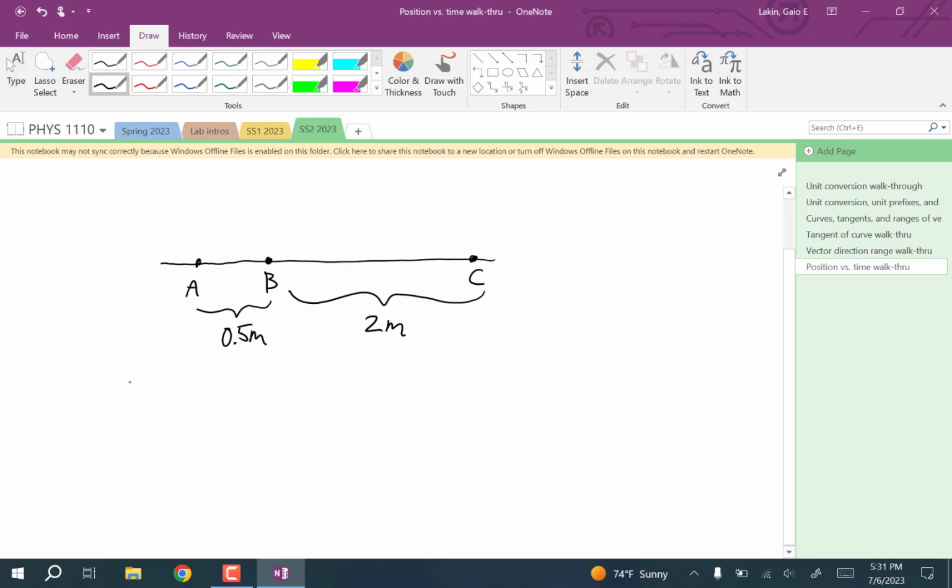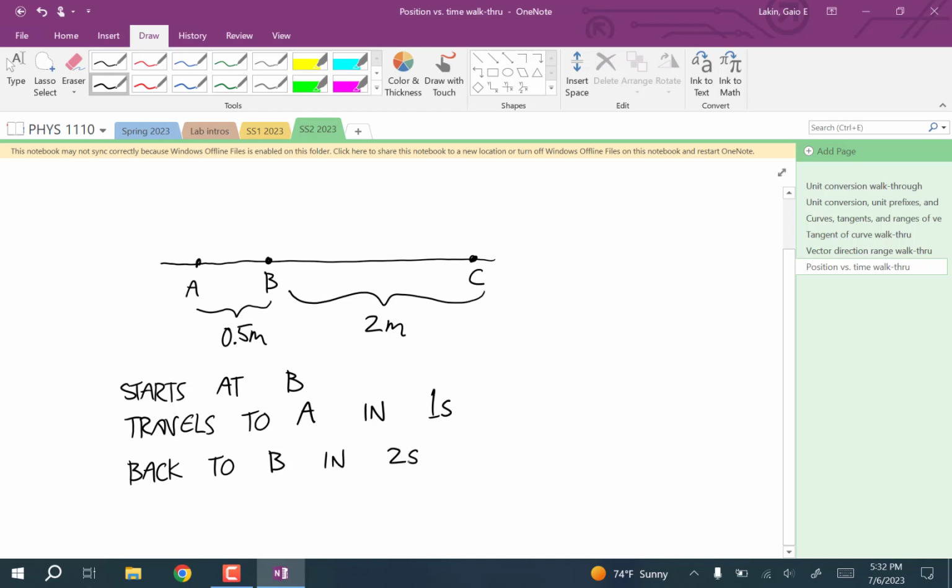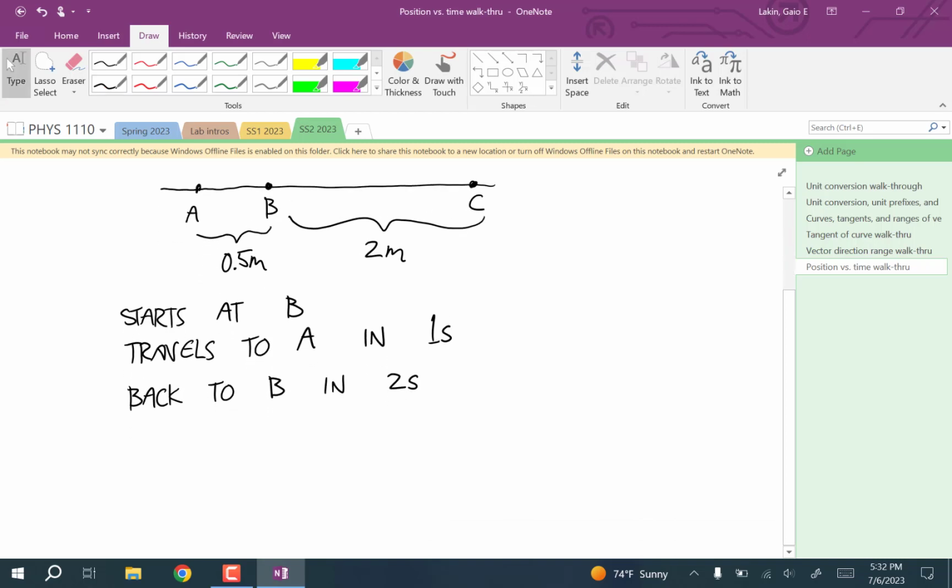And we're told that the object starts at location B, travels to location A in 1 second, travels back to B in 2 seconds, and then travels to C in 4 more seconds.